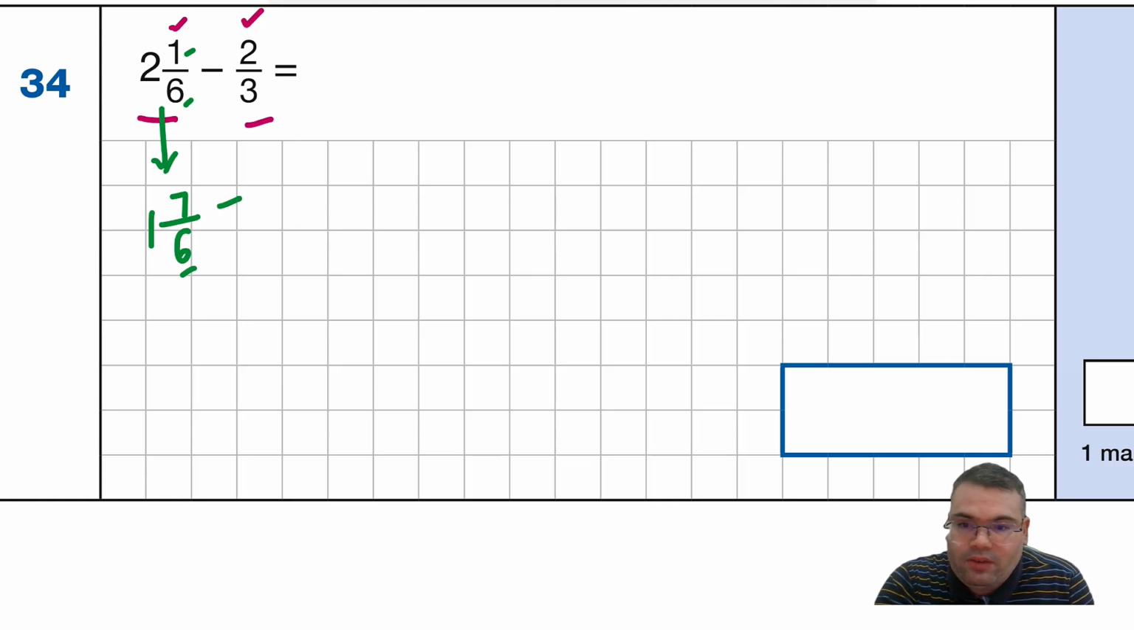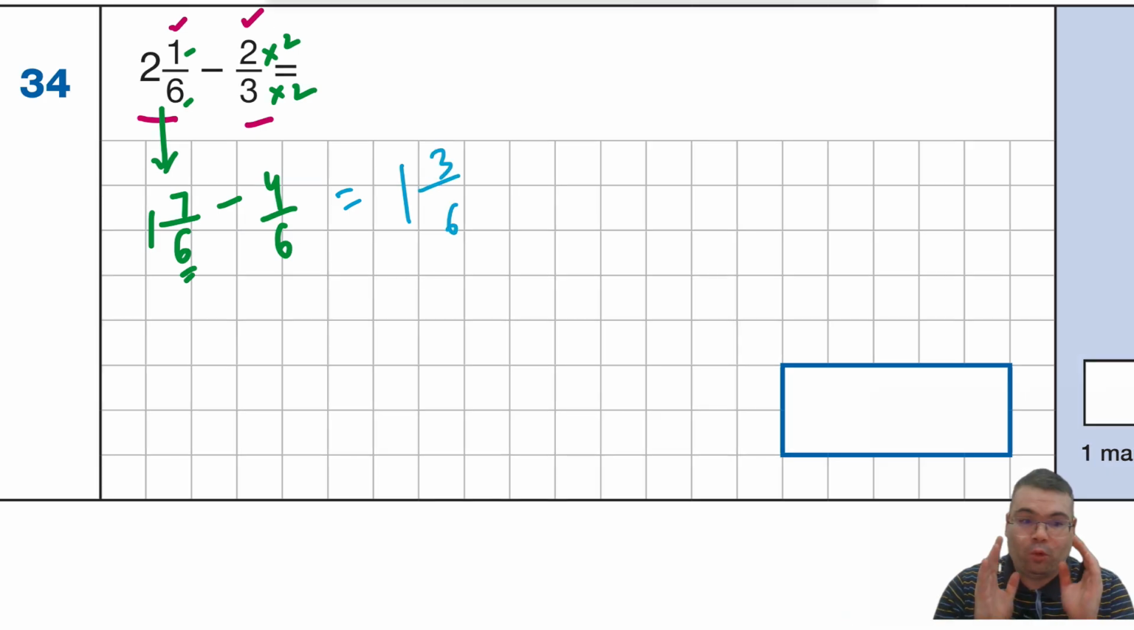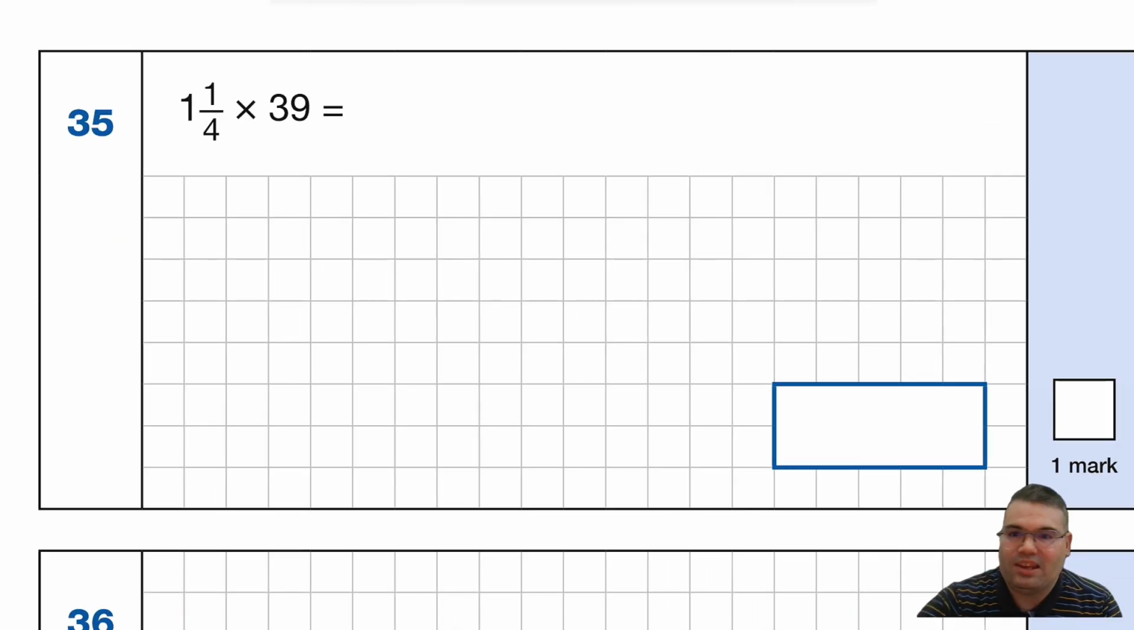Okay. So now 1 7 over 6 take away 2 by 3. So here denominator is 6. So let's just make denominator 6 here. To make it 6, we just multiply both numerator and denominator by 2. This becomes 4 over 6, right? Now we have 1 as it is. 7 over 6 take away 4 over 6, that is 3 over 6. So 1 3 over 6 we can rewrite as 1 1 over 2. I hope you understand.